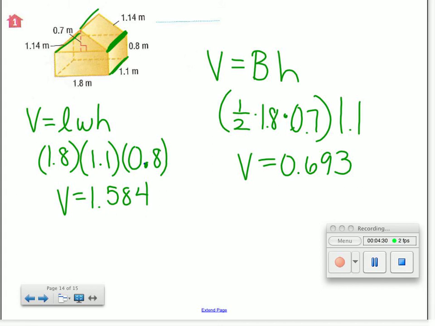What do I still need to do? I have the volume of a triangular prism and a rectangular prism. However, we still need to do what? Yep. Add them. So take that 0.693, it's still on my calculator, plus 1.584. This gives me 2.277. The directions say round to the nearest tenth. Is the 7 going to keep it the same or bump it up? Bump it up. Good. So volume equals 2.3 cubic meters.